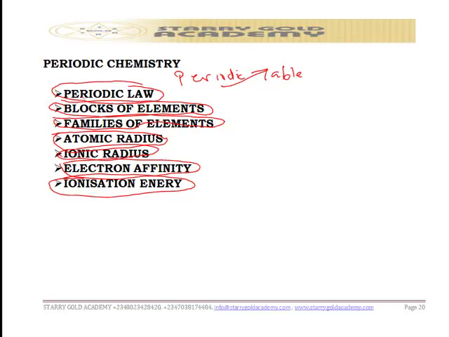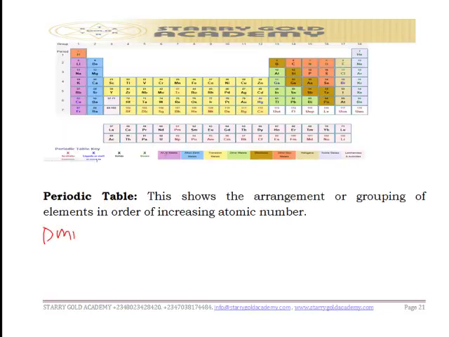We will talk about the periodic law, the blocks of elements, families of elements, atomic radius, ionic radius, electron affinity, and ionization energy. On the screen here we have the diagram of the periodic table.